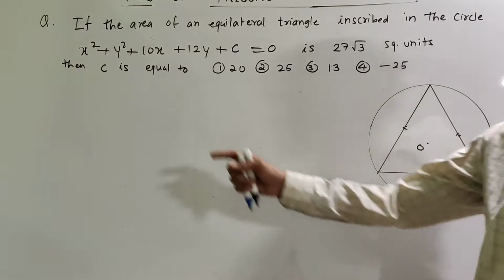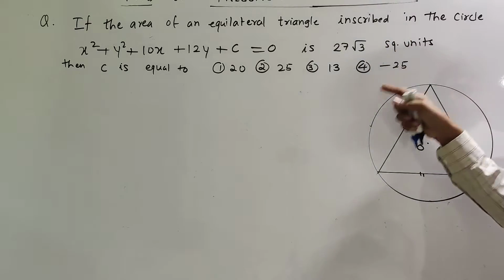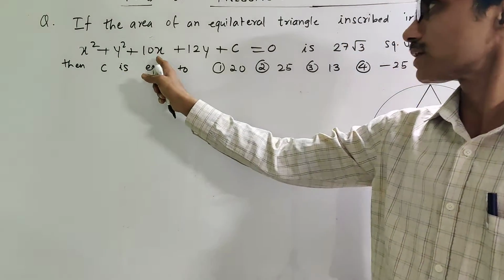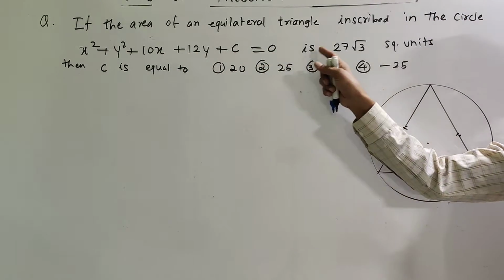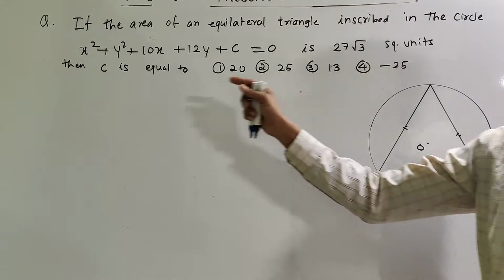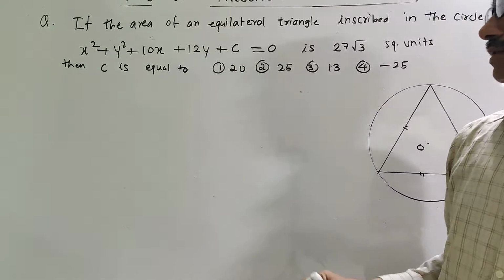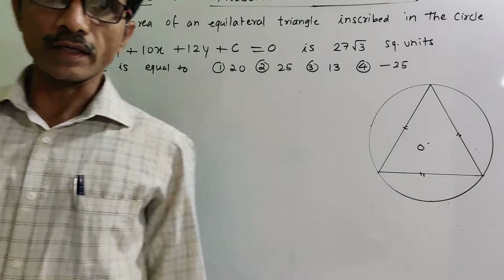Here is a question: the area of an equilateral triangle inscribed in the circle with equation x square plus y square plus 12y plus c equal to 0 is 27 root 3 square units, and we require to find this unknown c, the constant here. So first of all, we know the area of the equilateral triangle.